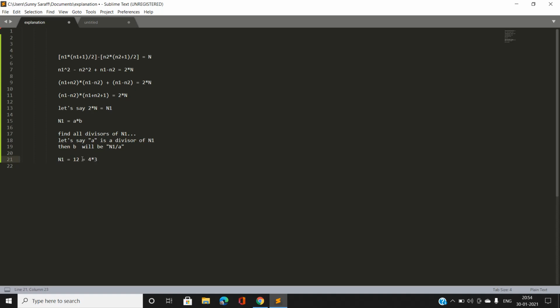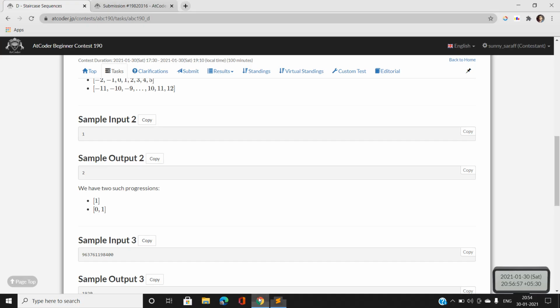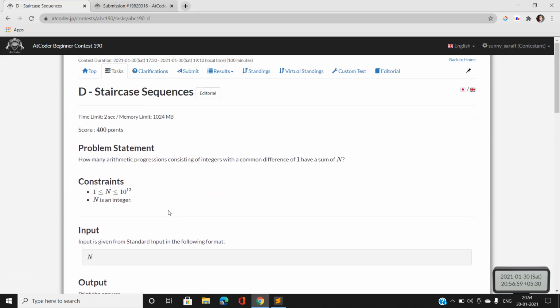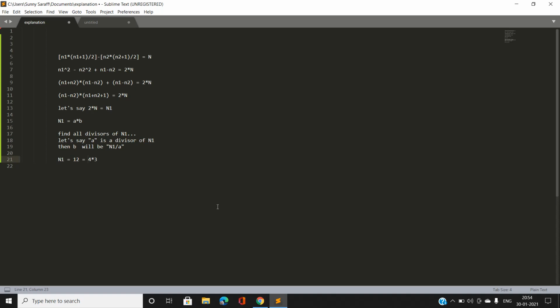We are going to find the divisors of N1 in O of square root of N time, and you can see that N goes from 1 to 10 power 12, so the time complexity will range from 1 to 10 power 6. It will satisfy our conditions, that is time is not going to be exceeded and we are not going to get TLE. Okay, so we are going to find the divisors A such that N1 can be represented as a product of two numbers.